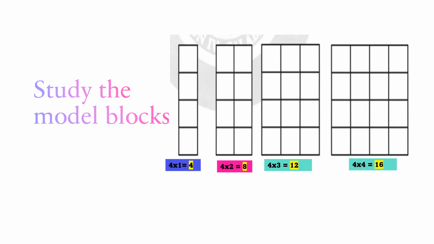Lastly, we have 4 by 4. 4 times 4 equals 16. So, when you multiply 4 by 1, 2, 3, and 4, you can get multiples of this number. Therefore, the multiples of 4 are 4, 8, 12, 16, and so on.